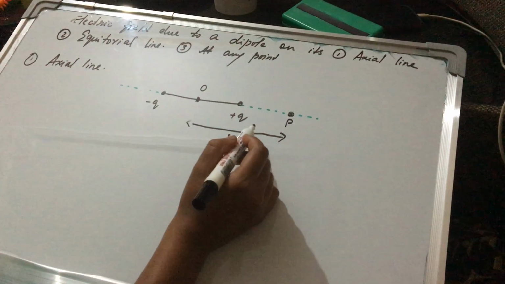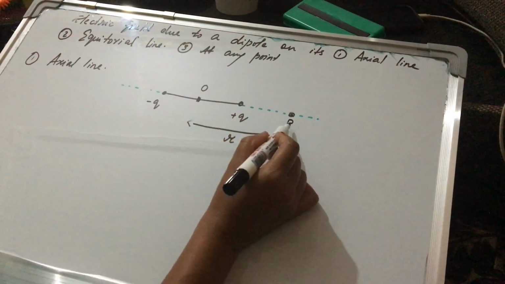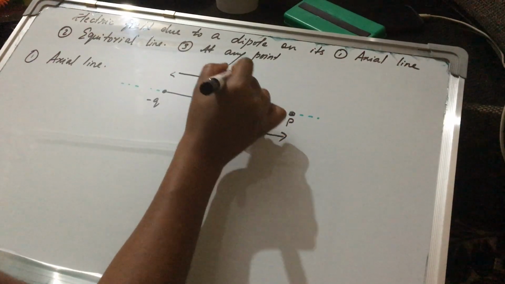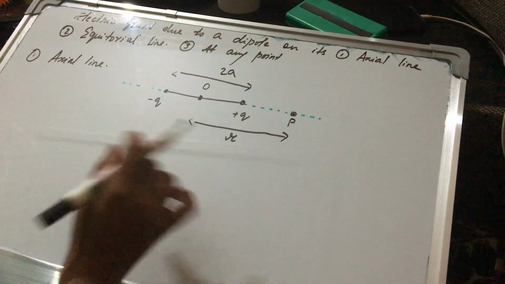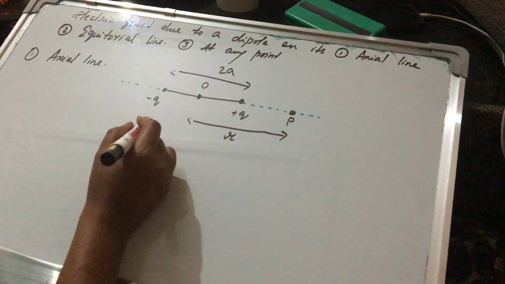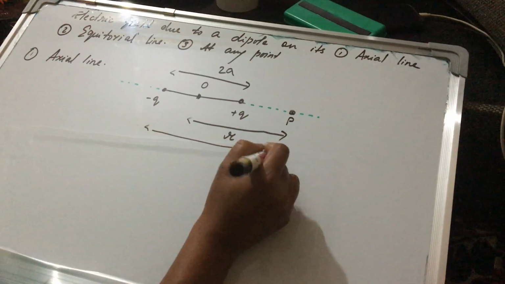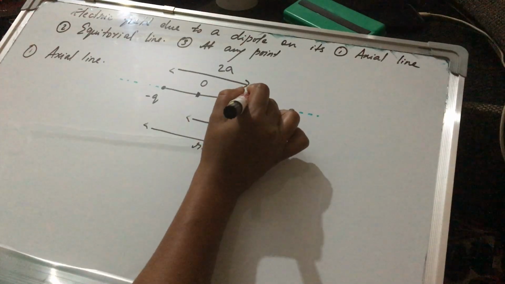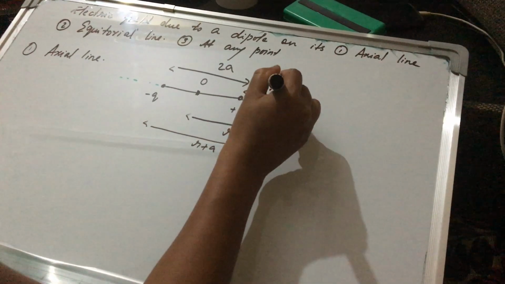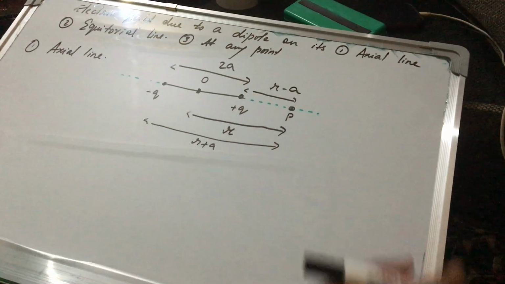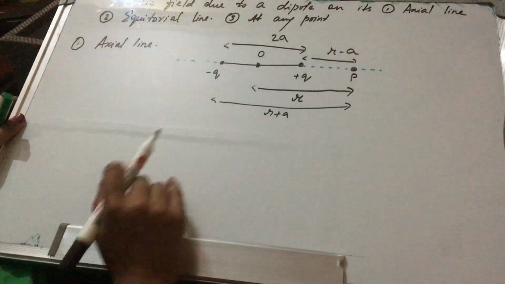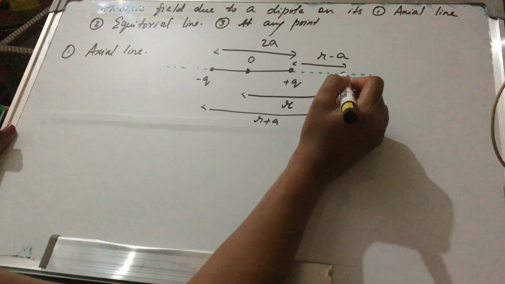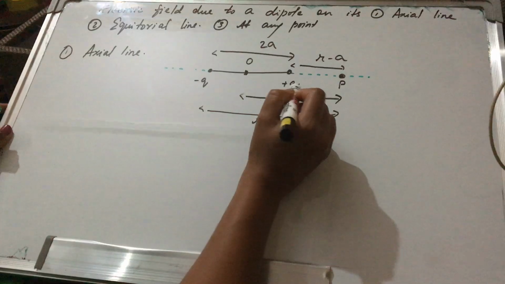Now due to minus q, what would be the distance? The total length of the dipole we take as 2a, right? Then if this is r, this distance has to be r plus a, while the other needs to be r minus a. I think it's clear. Then what would be the total electric field here? The electric field here will be due to minus q and due to plus q.